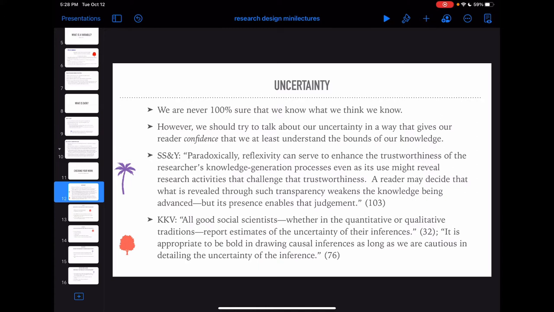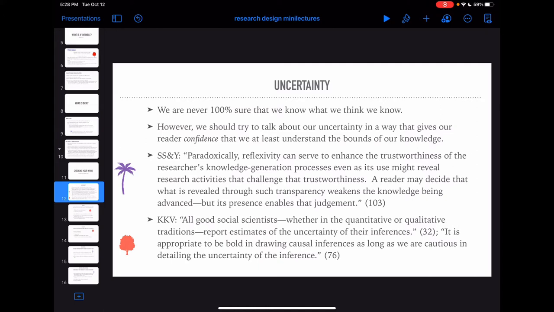So I have here two quotes. The first is from Schwartz-Shea and Yanow, which is on interpretive research design. And the second is from King, Keohane, and Verba, which is a positivist approach. The book's called Designing Social Inquiry. If you pause the video for a moment and read these two quotes, in both cases, they're saying you need to give people enough information to judge your trustworthiness, right? You need to give them that information.